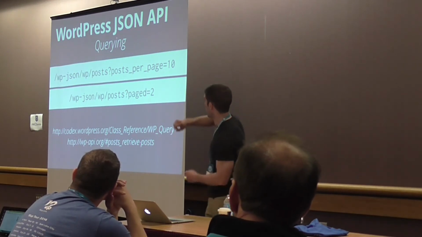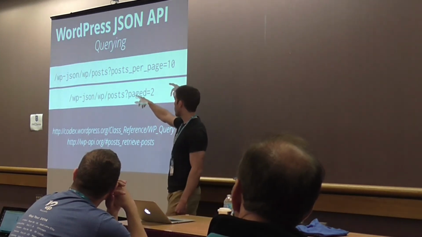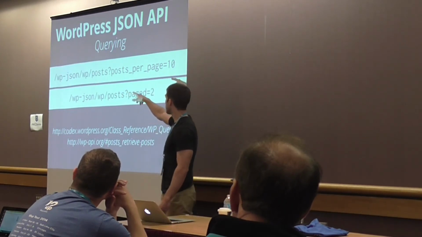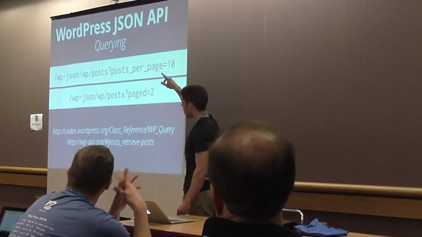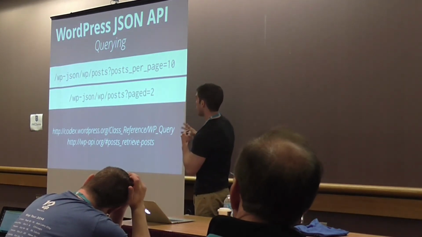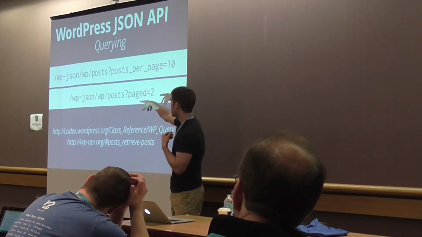I just want to highlight the URL here. So you'll see any request to the JSON API starts with WP-JSON. And I should have mentioned this earlier. Newer versions of the JSON API have this different idea of a namespace.